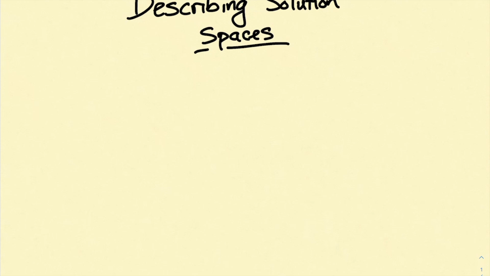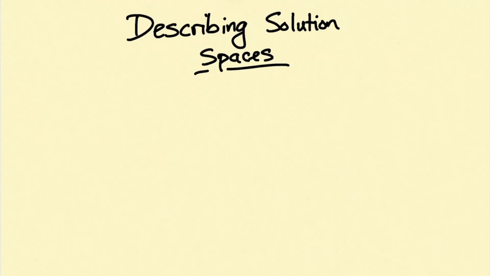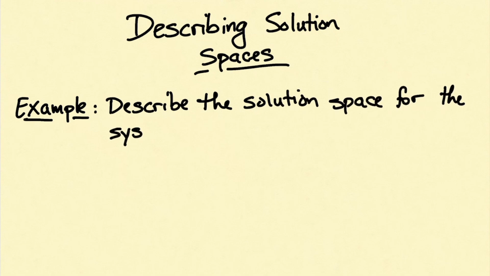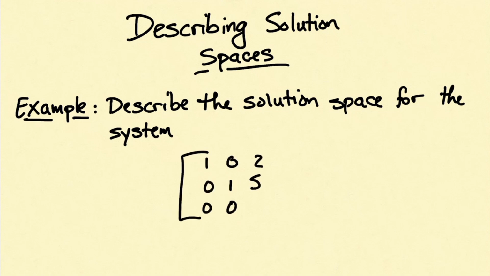In this video, we're going to talk about describing solution spaces. As we mentioned in the past two videos, the reason that we care about the reduced row echelon form for an augmented matrix is it tells us exactly how to describe the solution set for a linear system. In the next few examples, we demonstrate how to describe the solution space directly from the reduced row echelon form.